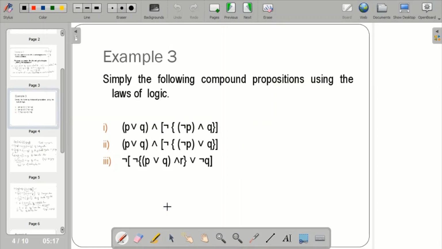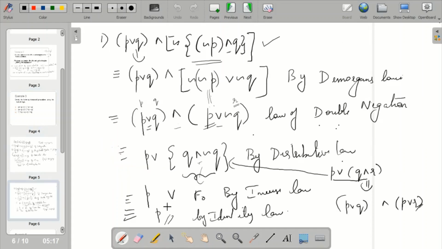Last one is example 3. Example 3 is negation of whole negation P or Q, negation of whole negation P or Q and R, or negation of Q. So let us solve this particular problem.